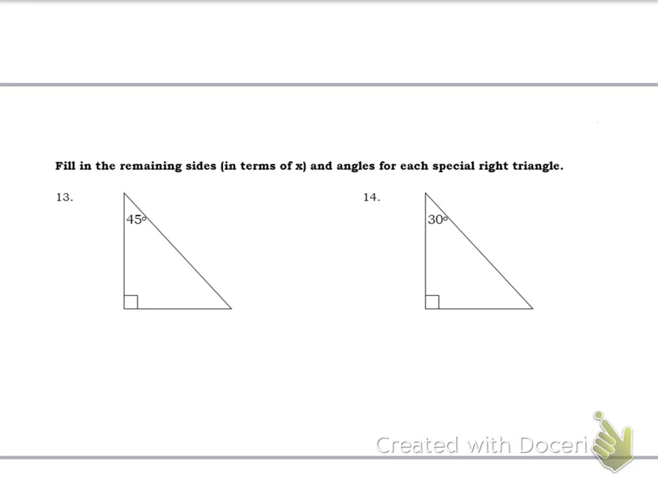Okay, labeling my 45, 45, 90, we have an isosceles triangle, so they should be the same. My last one is x square root of 2. My next one here, my smallest angle sits across from my smallest side. I know my 2's are on my right angle, so this one's a 2x. If I multiply something times 2, it should be across from my biggest angle. And 60 is x square root 3.